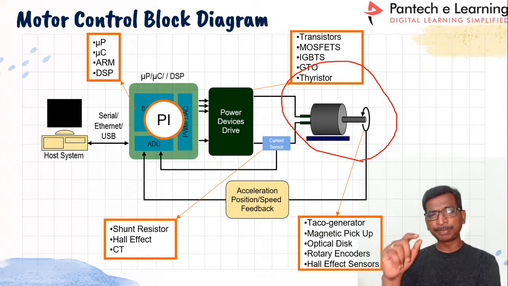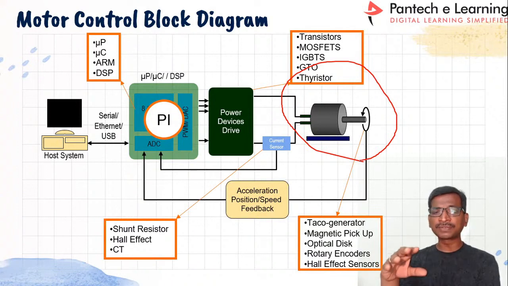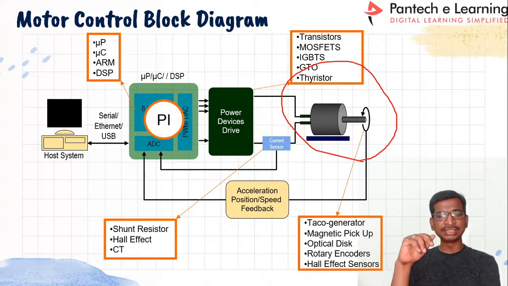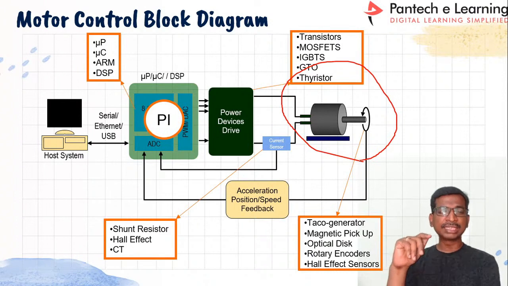So first one is speed measurement. For speed measurement, tacho generator, magnetic pickup, optical disc, rotary encoder, Hall effect sensors, these are the types of sensors which we are going to use in speed sensing applications. Whereas for current sensors, there are three different methods. One is the shunt resistor, and Hall effect based current sensors, and then current transformer. So these are all the methods which we are going to use to measure the current.